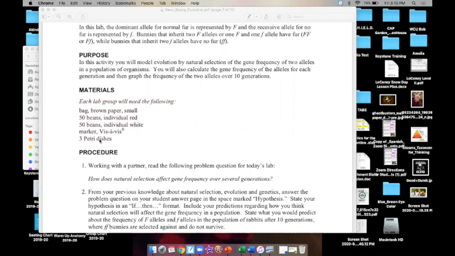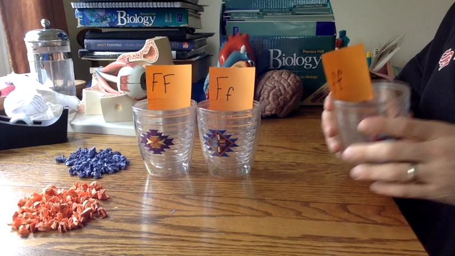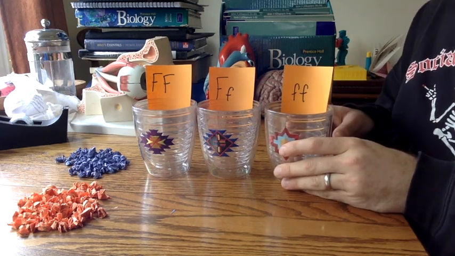Marker and Petri dishes, again, I don't have. I'm going to use some plastic cups and write big Fs and little fs on them. That's going to be containers.